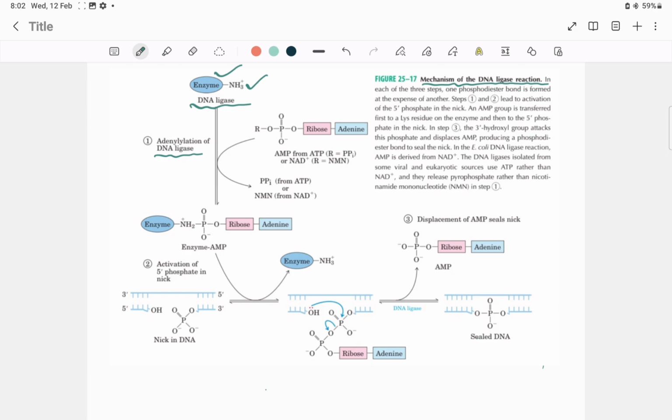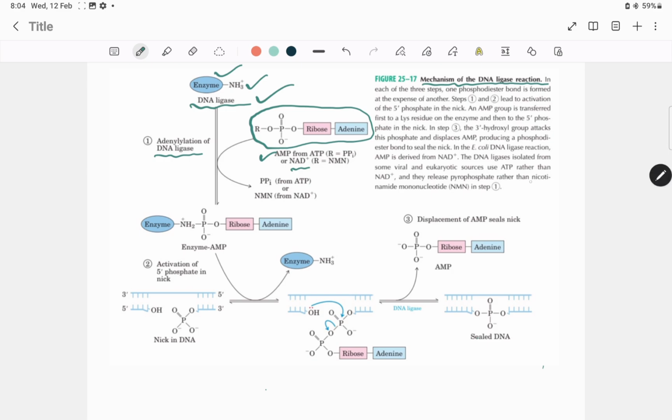During the first step, this DNA ligase generally reacts with an AMP. This is the structure of an AMP. This AMP generally comes from ATP. In case of AMP from ATP, the R group is PPi, or inorganic pyrophosphate. Sometimes the AMP comes from NAD+. When the AMP comes from the NAD+, the R group is NMN.